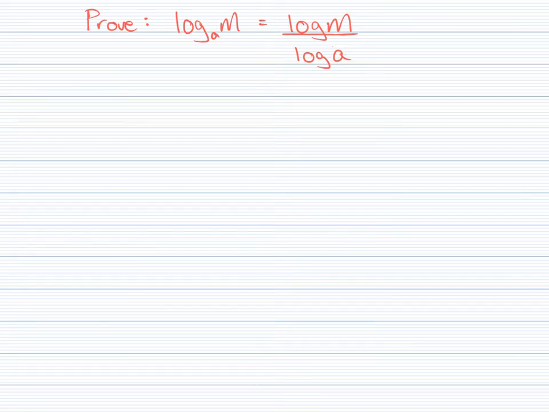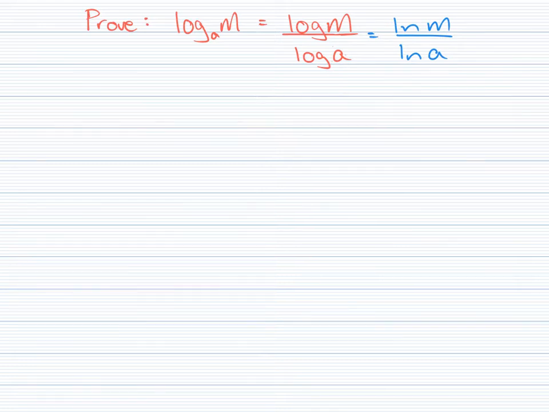Remembering that, in fact, this could have been written as the natural log of m over the natural log of a. It wouldn't even matter what base we choose. So this feels a little black magic to a lot of students. So let's go through that proof to get an understanding of why this is actually working.